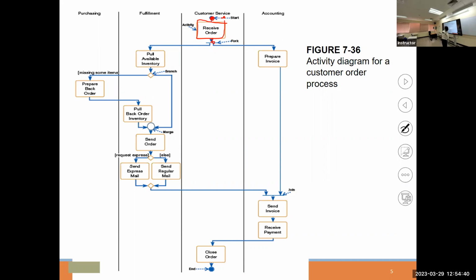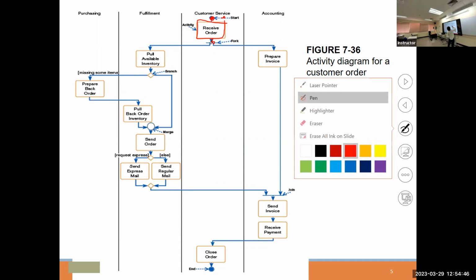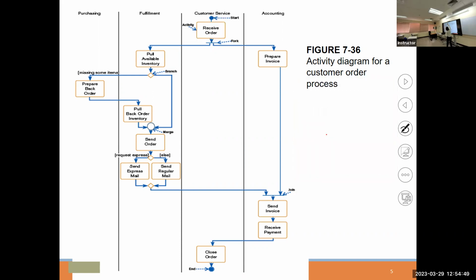So you go do this, you go do this, and everyone does it at the same time. No need to wait for each other. So once the receive order happens, we fork to pool available inventory, which is the responsibility of the fulfillment unit. The fulfillment unit checks whether there are available items for the purchase order in the inventory or not. At the same time, the accounting unit prepares the invoice. Then the accounting unit cannot do anything, it finished. Wait until something happens first.